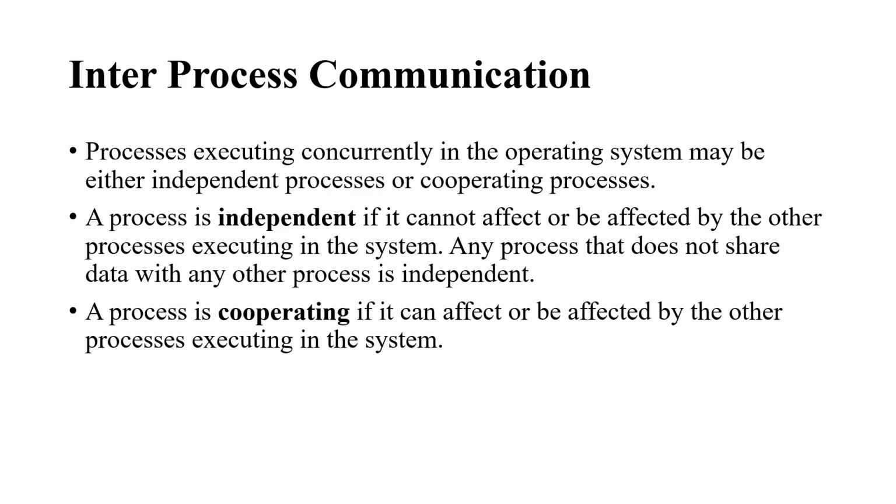Now I discuss interprocess communication in operating system. Processes executing concurrently in the operating system may be either independent processes or cooperating processes. A process is independent if it cannot affect or be affected by other processes executing in the system, whereas a process is cooperating if it can affect or be affected by other processes executing in the operating system.